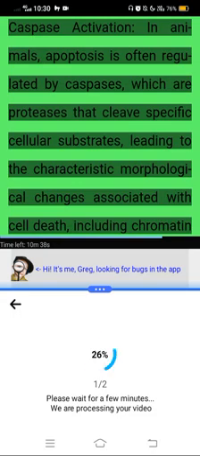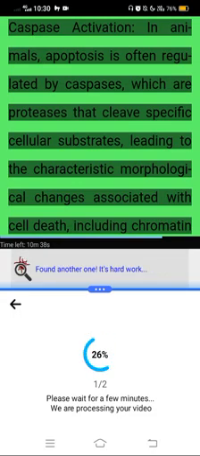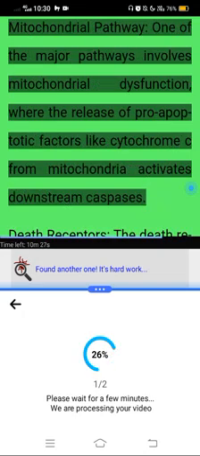Caspase activation. In animals, apoptosis is often regulated by caspases, which are proteases that cleave specific cellular substrates, leading to the characteristic morphological changes associated with cell death, including chromatin condensation, membrane blebbing, and fragmentation of the cell into apoptotic bodies. Mitochondrial pathway. One of the major pathways involves mitochondrial dysfunction, where the release of pro-apoptotic factors like cytochrome c from mitochondria activates downstream caspases.